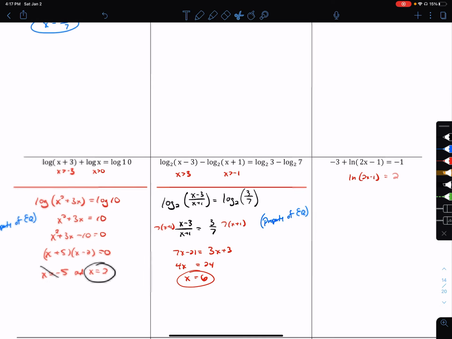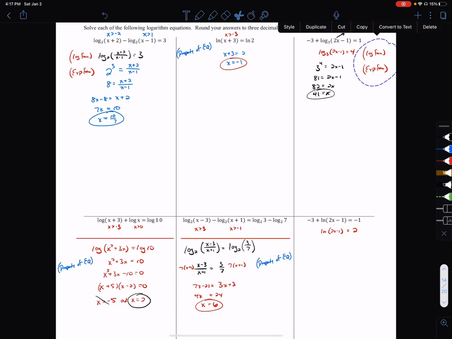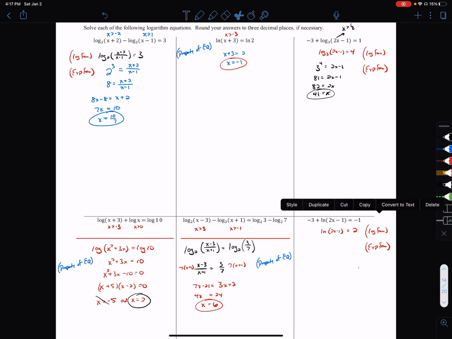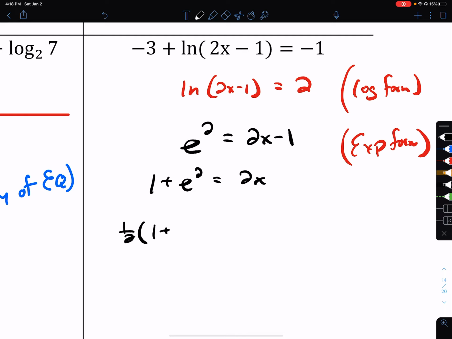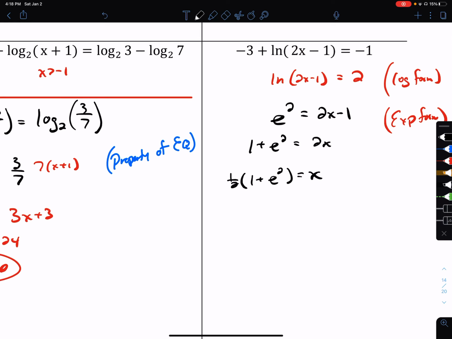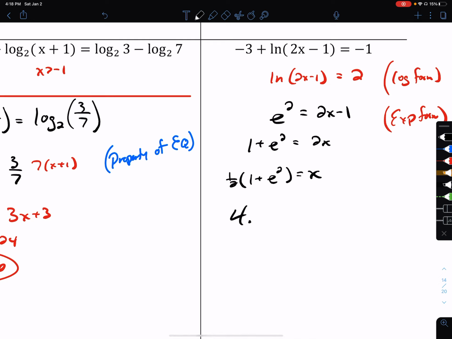Now this is currently in log form. Let's change it to exponential form. Base of e to the exponent equals the argument. To get x by itself, I'm going to add 1 to both sides, then divide by 2, same as multiplying by a half. Direction said round to 3 decimal places. You put this in your calculator, you get 4.195.